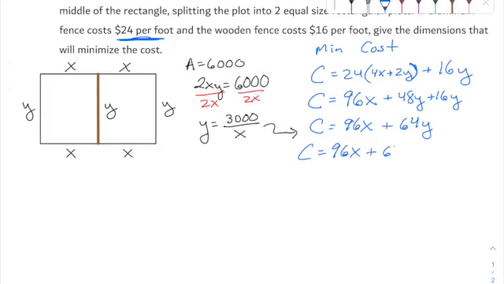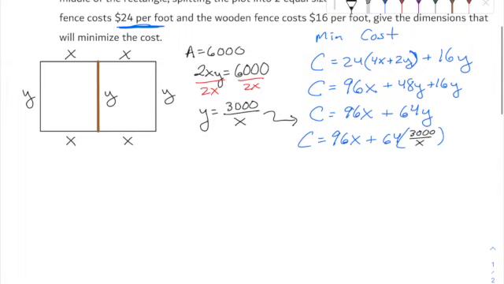96x plus 64y. Now we're going to take out that y and substitute in that 3,000 over x in place of y. And here is really where now you've changed it all into one variable. It's kind of up to you if you want to use a calculator to help you get these derivatives, or if you feel like doing this derivative by hand.